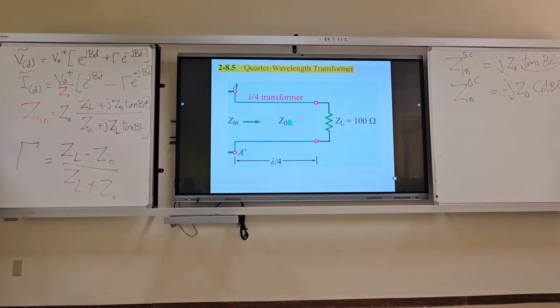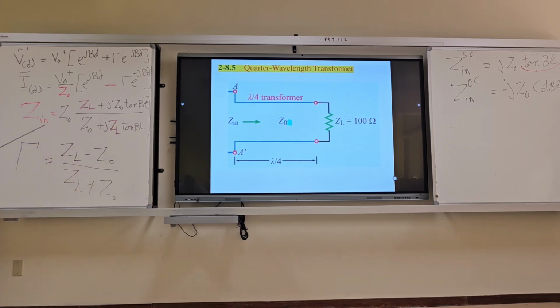Beta is 2 pi over lambda, L is lambda over 4. What is beta L? Pi over 2. So what is tan of pi over 2? Sine over cosine, 1 over 0, infinity.